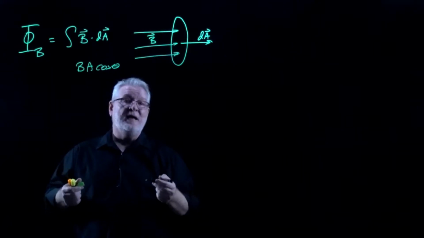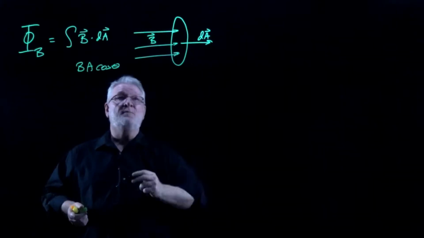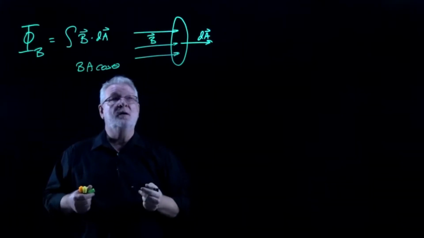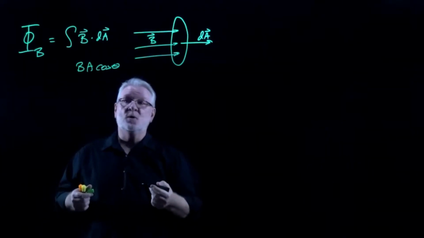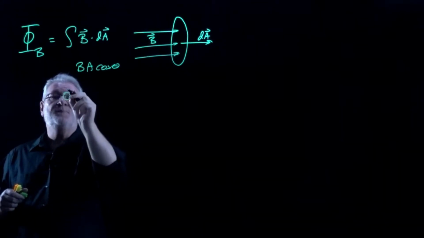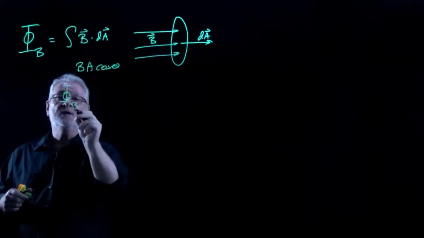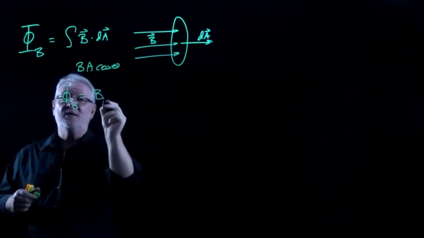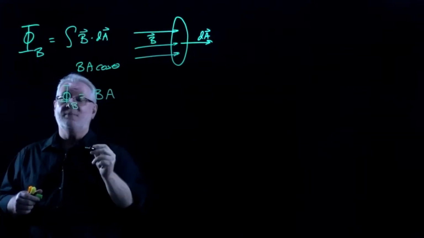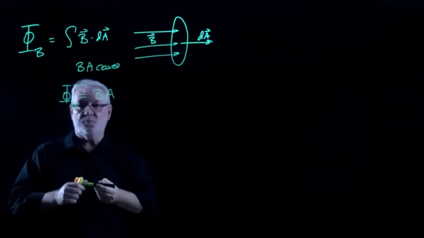Of course, if that angle is 0, because B is already perpendicular to the surface or parallel to the area vector, this would get even easier. And in the simplest case scenarios, we'd measure magnetic flux just to be the magnitude of the B field times the magnitude of the area it's going through.